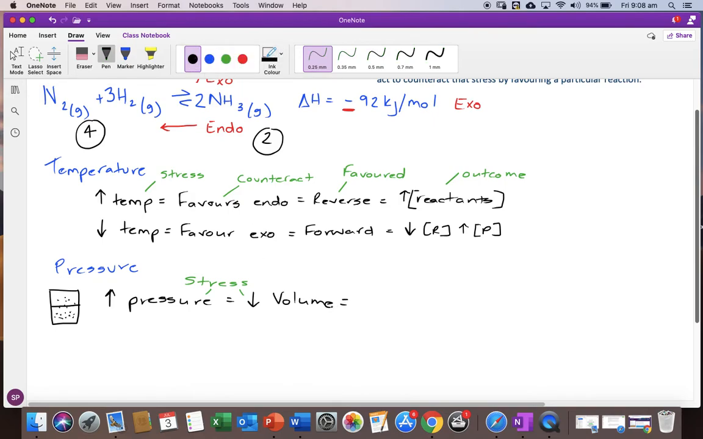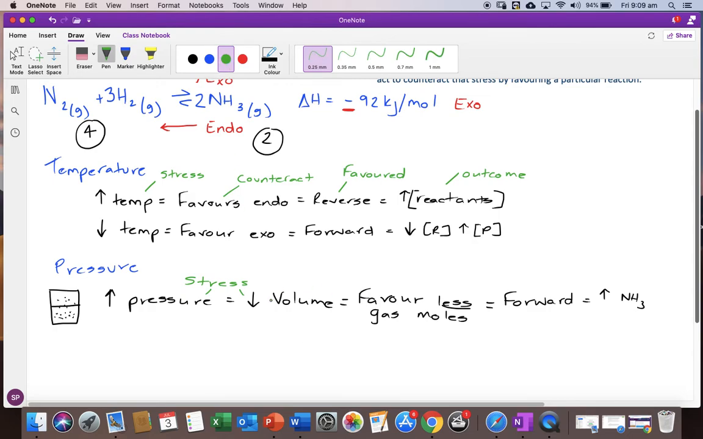What's going to happen? The system wants to try and decrease the pressure that has just been increased. All it can do is try and decrease the number of molecules within that space. So it's going to favour the side of the reaction that has less gas moles. In this reaction, less gas moles is favouring our forward reaction, which means we're going to increase the amount of ammonia.